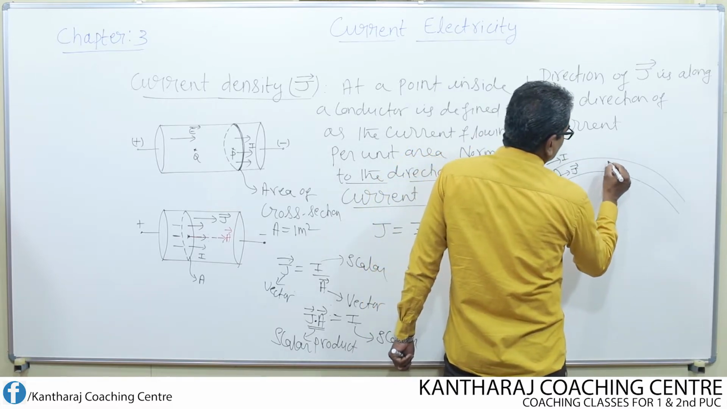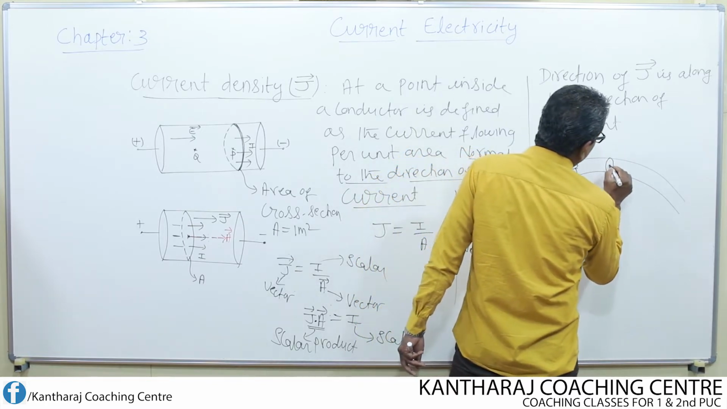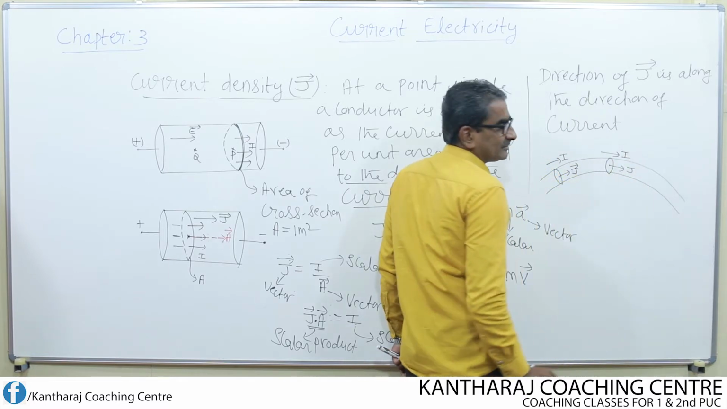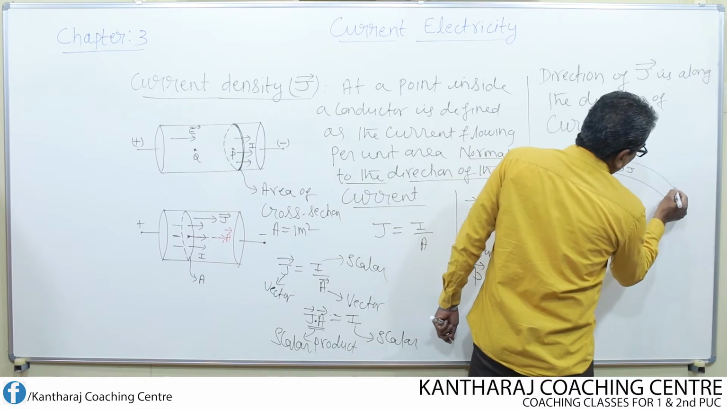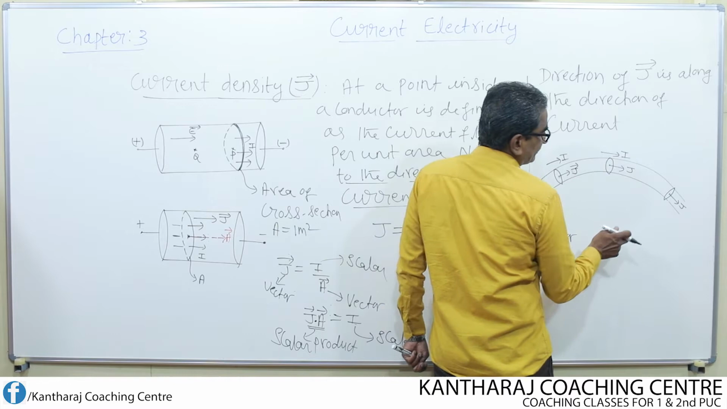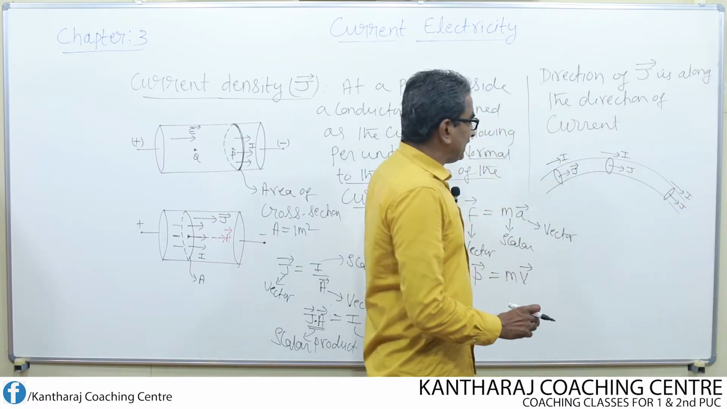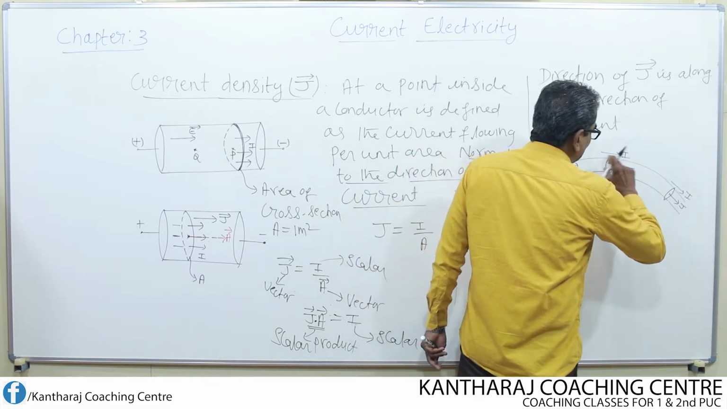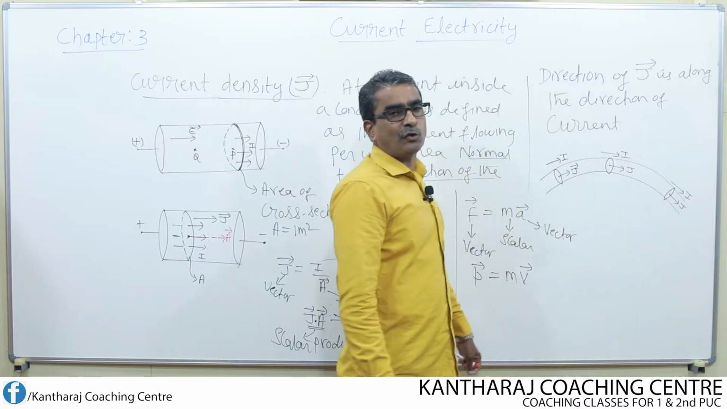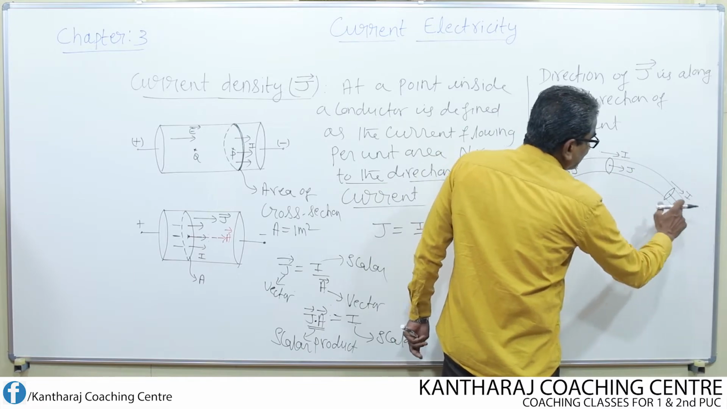Now at this point, what's the current density? Once again it remains to be J itself, which is all along the direction of current. Similarly, if you consider one more point here, the direction of current density is like this, which is all along the direction of current. That means at any point inside the conductor which is bent like this, the direction of current density is the same as that of current flow, and the magnitude of current density remains the same at all these points.